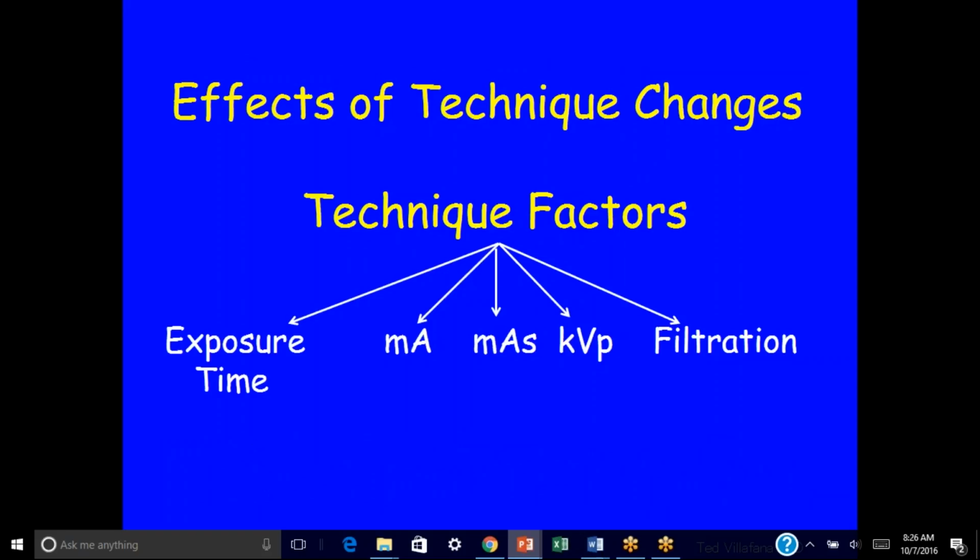These are the technique factors that we're going to be talking about, at least initially. These are the things that have to be set for you to finally get an acceptable image. I'm going to go one by one down the line. Let's talk about exposure time first.